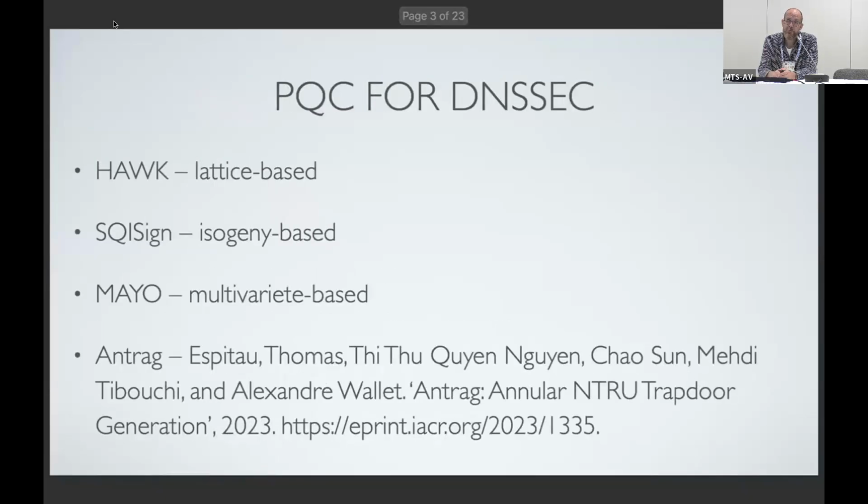So for DNSSEC, I picked a few of them that seem small enough, fast enough, or a combination of the two. There's Hawk, an obvious pun on Falcon, which has already been standardized. It's lattice-based. There's SQIsign, isogeny-based, and MAYO, multivariate-based. I'm not a cryptographer. I'm a crypto plumber. So I just plumb the algorithms into DNS and DNSSEC. Antrag is also lattice-based. It's basically a way to make Falcons more compact.